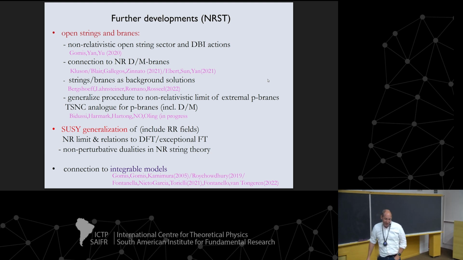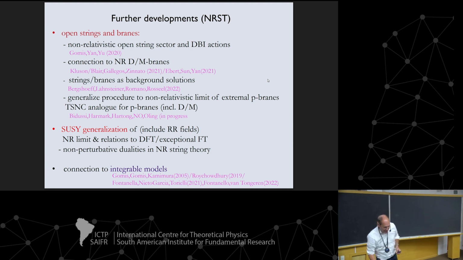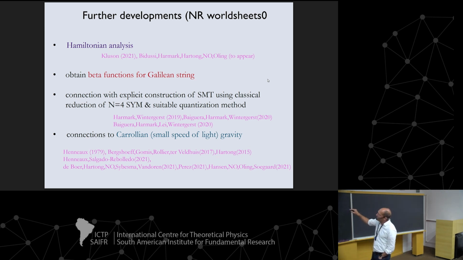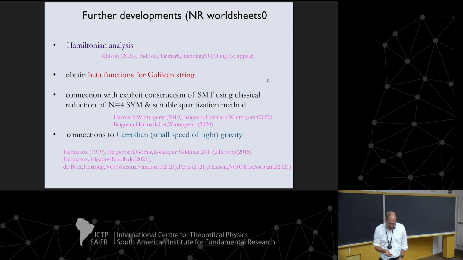Looking into non-perturbative dualities is also an obvious thing, because we have a whole web of U-dualities that we know on the string theory side. So there should be some descendant of that after the limit. Also various interesting connections to integrable models. The beta functions I already mentioned, so I'll keep it short. Again, these connections to Carrollian gravity of this Carrollian string seem tantalizing, but have to be examined.